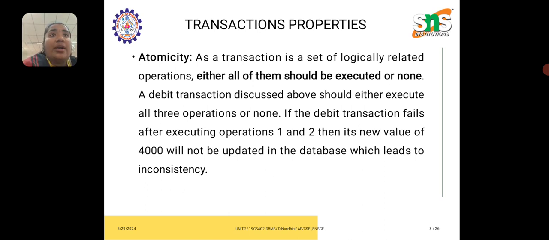Atomicity means that the entire data is transferred: all operations are executed or none. A debit transaction discusses either executing all the operations or none. If the debit transaction fails after executing operations 1 and 2, then the new value is 400. For example, the entire transaction takes place at once or does not happen at all. Each transaction is considered as one unit and either runs to completion or is not executed.